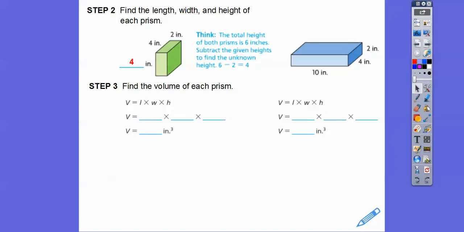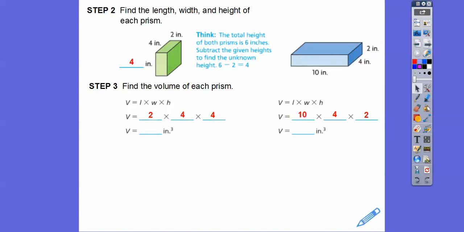Length times width times height. I'm guessing this is the length, but it doesn't matter which one you think. So I'm thinking 2 times 4 for that guy right there. And this one's pretty easy. This is going to be 10 times 4 times 2.